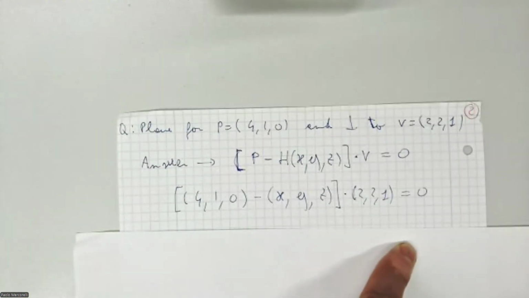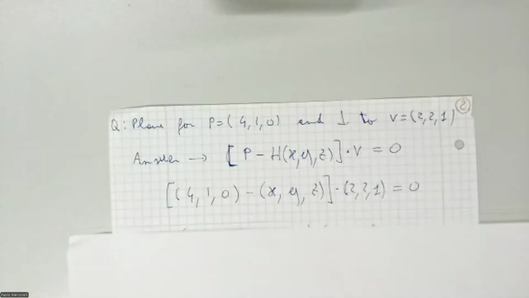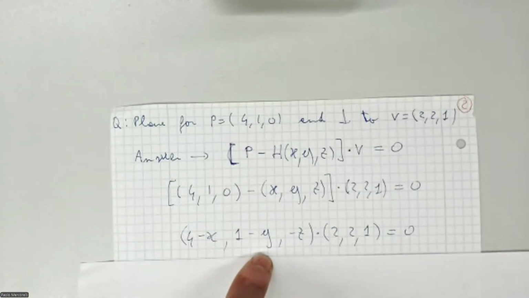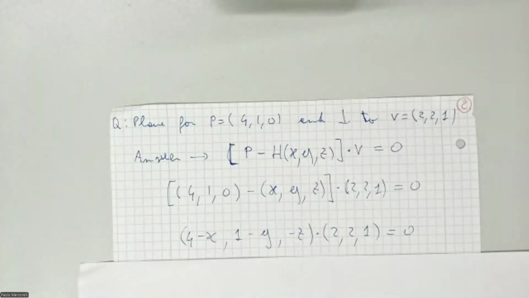Now it's easy to do the calculation because this minus this is this. You can do the calculation in vertical. You can do the calculation in horizontal. Until now, we have seen it in vertical.